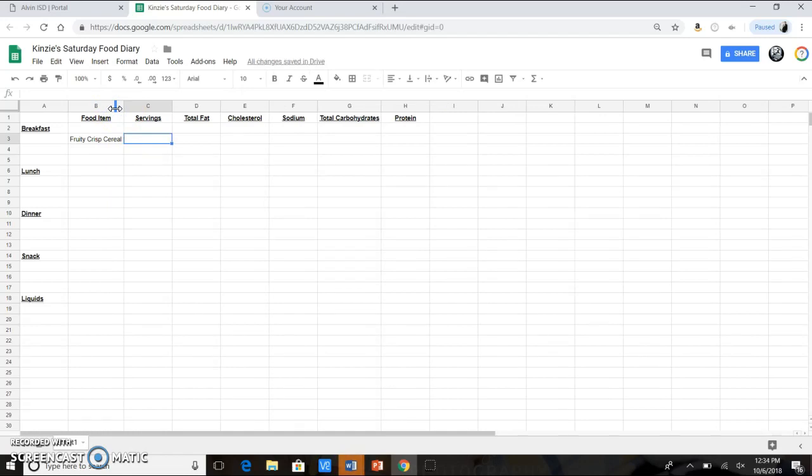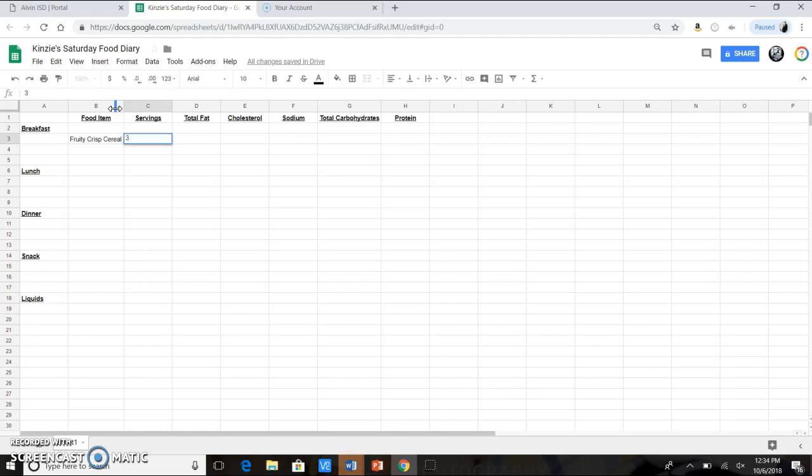So I'm now looking on the back of the Fruity Crisp cereal bag, and what I see on the very, very top is there's a thing that says serving size. Serving size for Fruity Crisp cereal is 1 cup. Well, of course, I'm not going to eat just 1 serving. I actually had 3 servings. And I think I'm about to gross myself out here when I look at all this information.